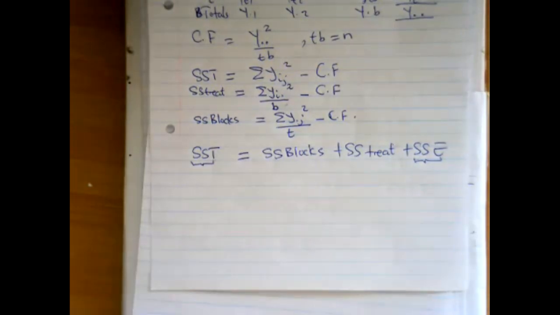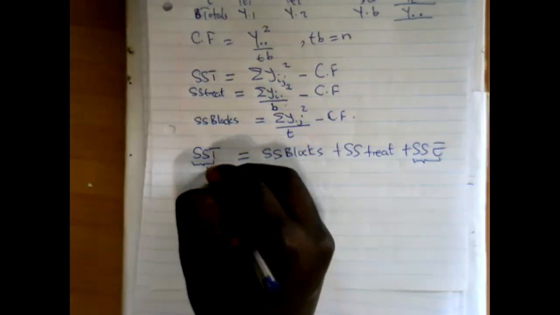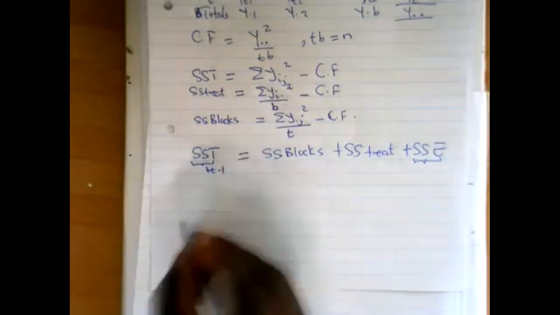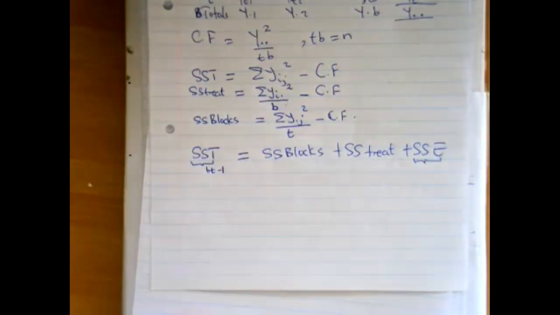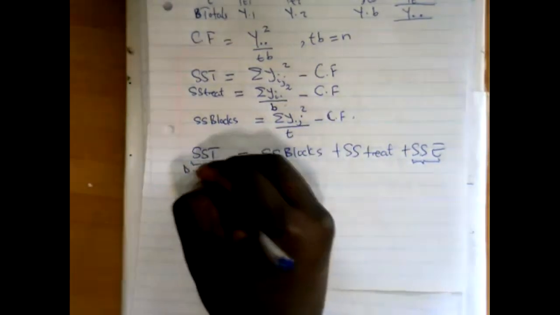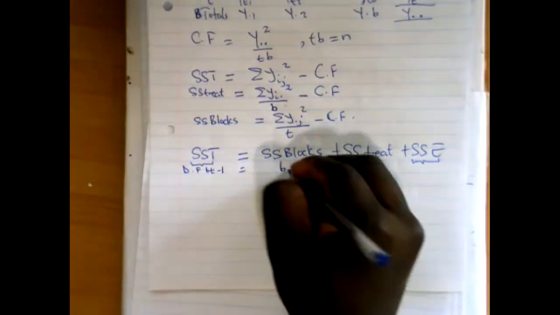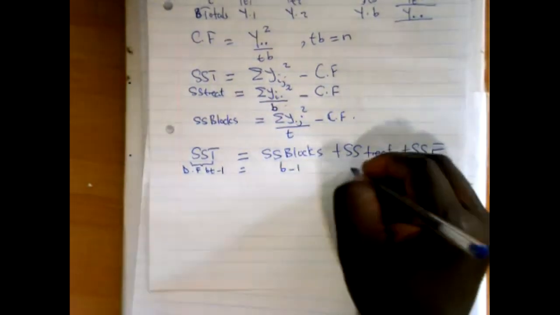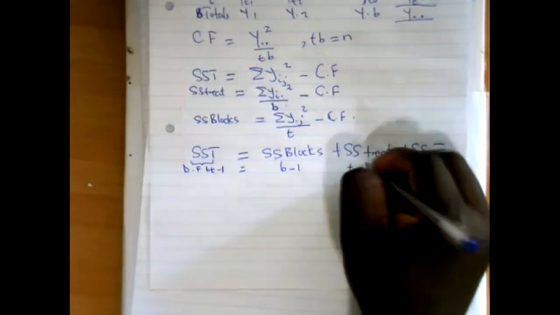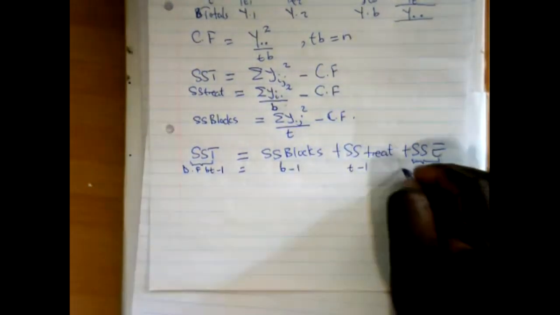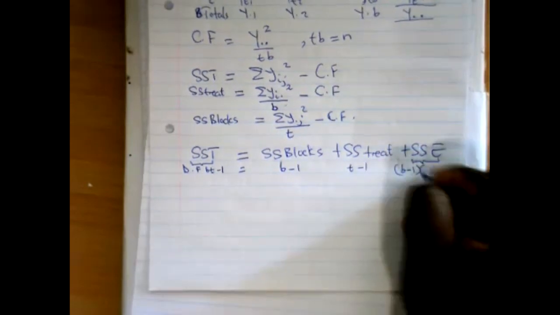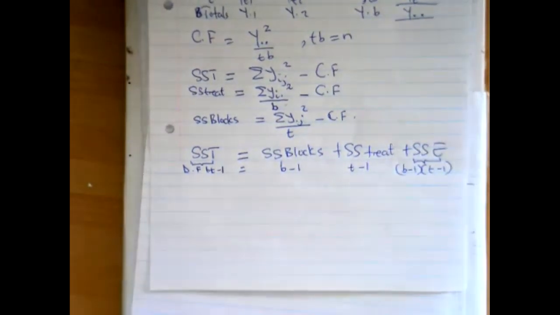So you would realize that the degrees of freedom for total will be BT minus 1. BT is the number of observations, minus 1. Now I'm talking of the degrees of freedom because these are needed for the ANOVA. For blocks it will be B minus 1. For treatment it would be T minus 1. For error, it will be B minus 1 multiplied by T minus 1. This is very, very important.